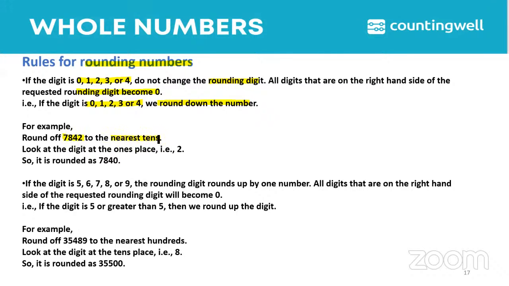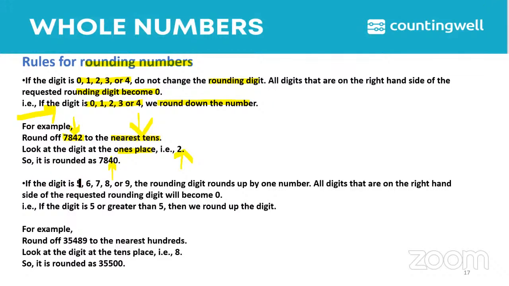7842 to the nearest tens, which is the tens place? Yes, this one. Now we have to look at which digit is in the ones place. Whenever you are rounding to the nearest tens, you have to observe the ones place. You have to apply this rule: if the digit is 0, 1, 2, 3 or 4, we do not change the rounding digit. So here it is 2, so you have to change it to 40. We are not changing the digit on the tens place. It is 4 only. And it is rounded down because 42 has changed to 40 now.